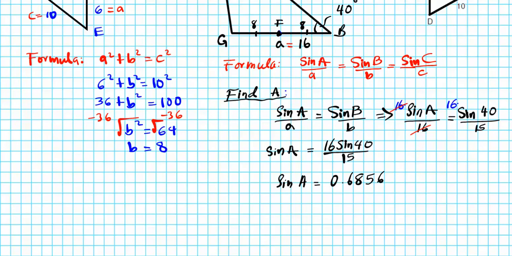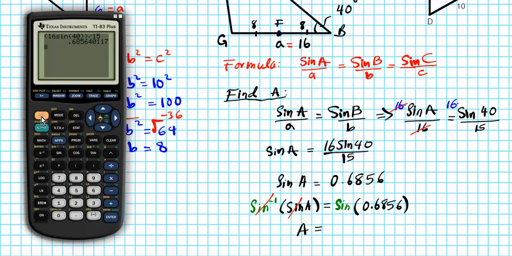All right, so how do we get A isolated? We have to undo sine. How do you undo sine? You use the inverse sine, or the arc sine. So the inverse sine of sine A equals the inverse sine of this value right here, 0.6856. Sine and inverse sine divide out. You're left with big A, which is equal to the inverse sine of our answer.